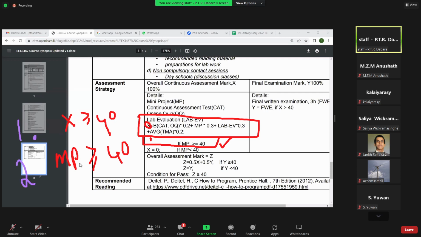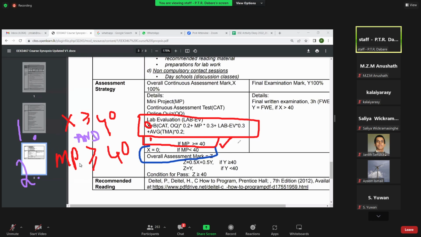For the 3467 course, the first criteria is X should be greater than or equal to 40, and mini project should be greater than or equal to 40. Okay, right. So now let's say you get less than 40 for the mini project, but you get 100 for your TMAs, 100 for your lab, 100 for your CAT. But still, if you have got less than 40, maybe 39, maybe 35, maybe 0, then you are considered a repeat student.